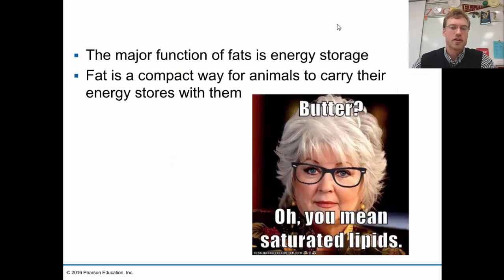The major function of fats is energy storage. There are some that are structural, but mostly for the fats, it is for energy storage. It's a way to have lots of energy stored for long periods of time.